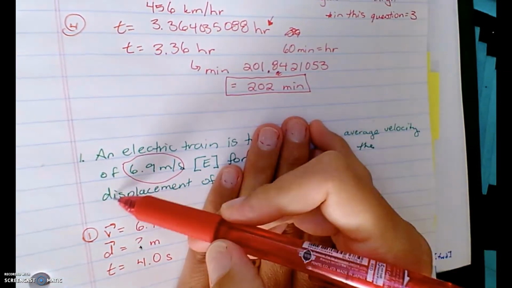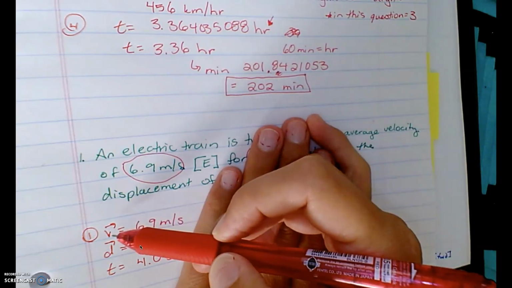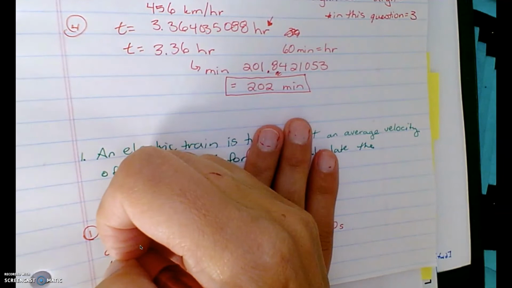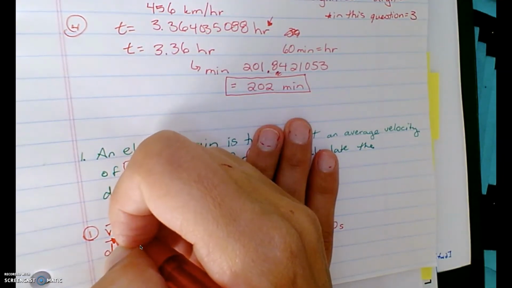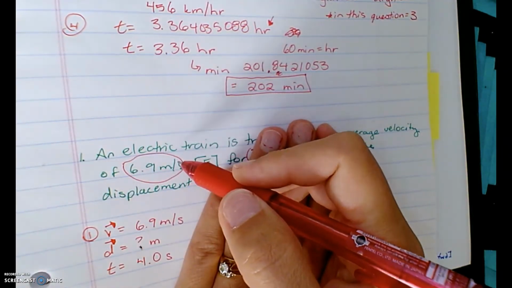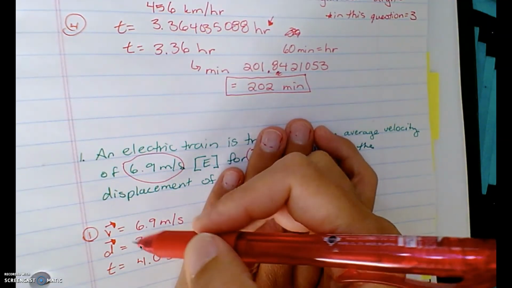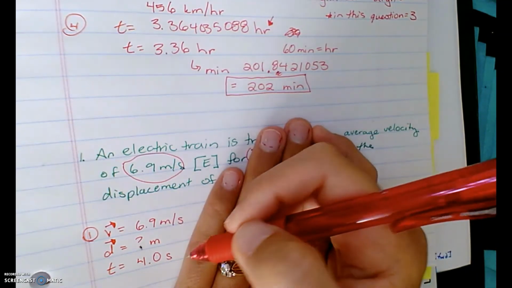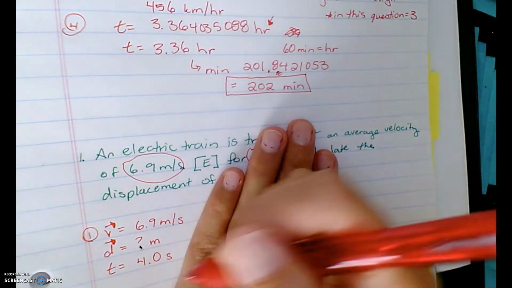we listed our variables. That's the first step. Velocity is the same thing as speed in terms of letters, but you put a little arrow on top. Same thing with displacement. It's kind of like distance, but has direction. And then time. Our velocity from the question was 6.9 meters per second. We always put the units. Then we have meters and seconds that we're looking for. So we have 4 seconds, and you always keep the decimals, right?